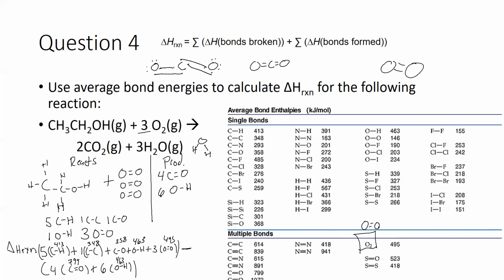All right. Let me pull out Excel to do this math. 5 times 413 plus 348 plus 358 plus 463 plus 3 times 495.